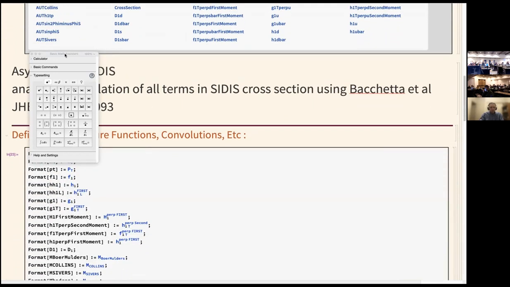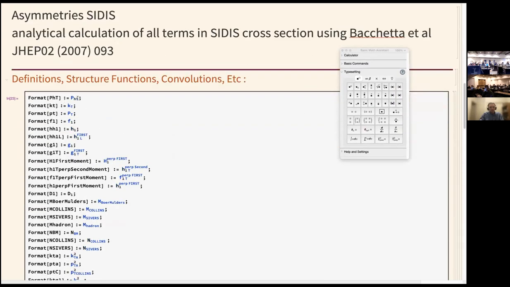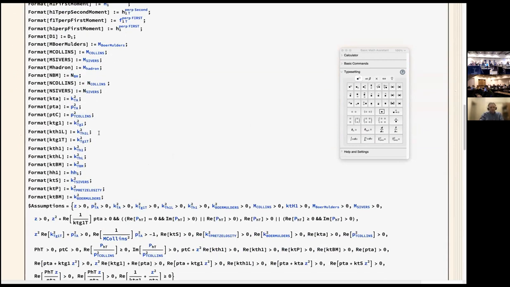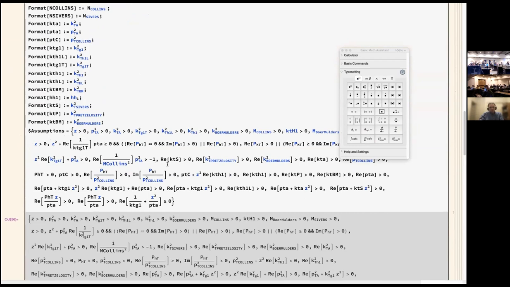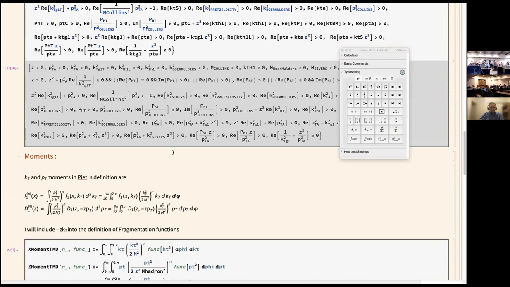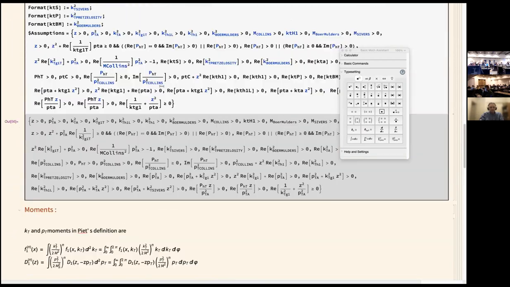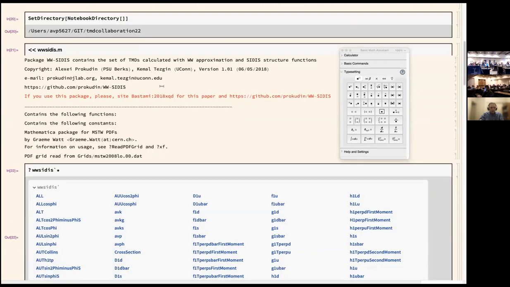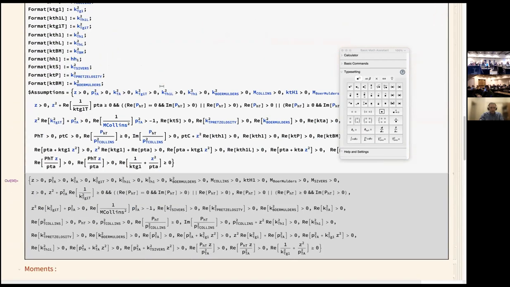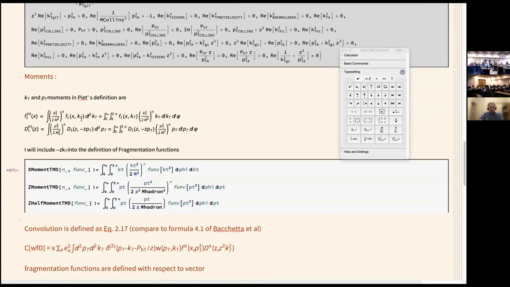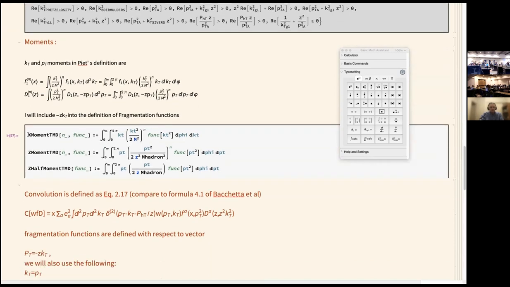First, I define the vectors that I need, or how I would like them to be seen: PHT, the transverse momentum of the produced hadron, KT, PT, F1, H1, and so on. Here I already make assumptions such that when I do the integration, mathematics doesn't produce a lot of nonsense. Here are the moments. I related these to the graded KT moments that are related to twist-three functions, and I need them for my computations. It's the moment of the TMD.